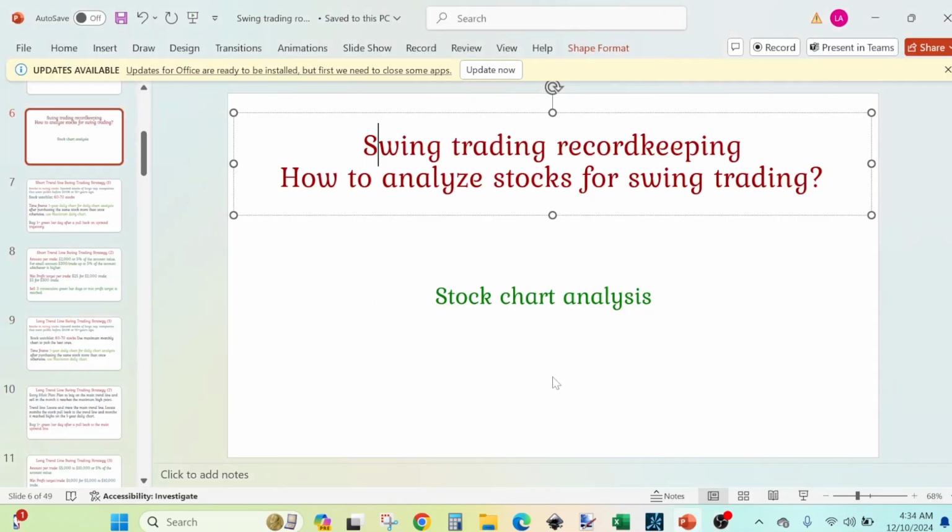Hello, swing trading, record keeping, how to analyze stocks for swing trading. Those are the two things we will be doing in this swing trading routine.